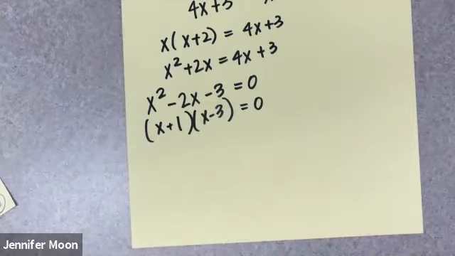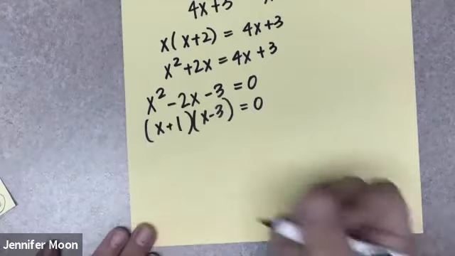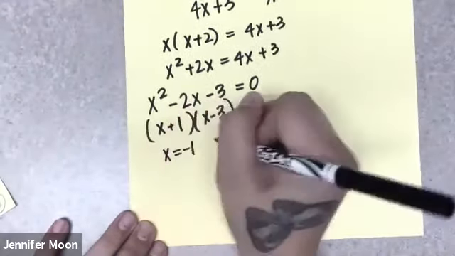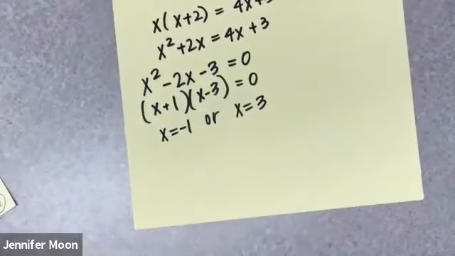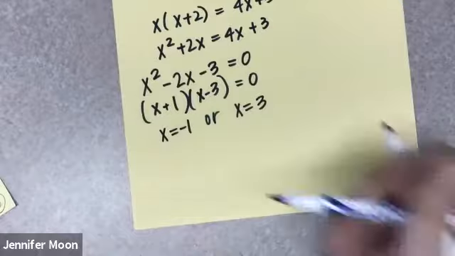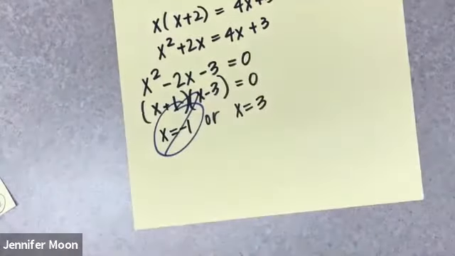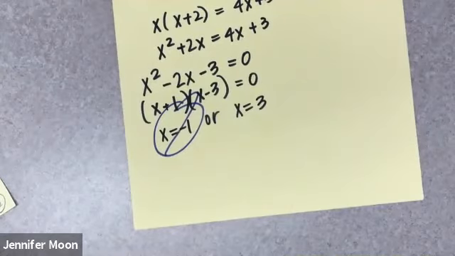Now I've got factors set equal to 0. You do the zero factor property, which means you set each factor equal to 0 and you solve. So I would get that x equals negative 1 or x equals 3. So what would my answer be? 3. Yeah, because I can't take the log of a negative number. Does that make sense?